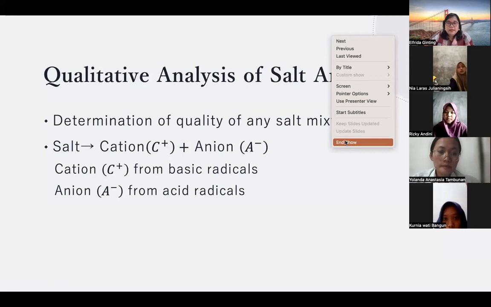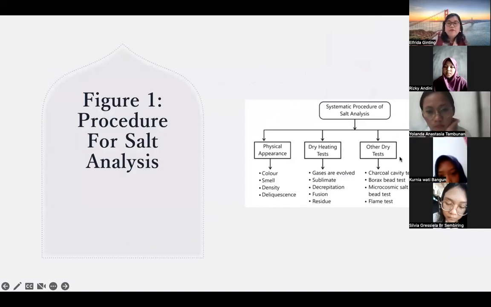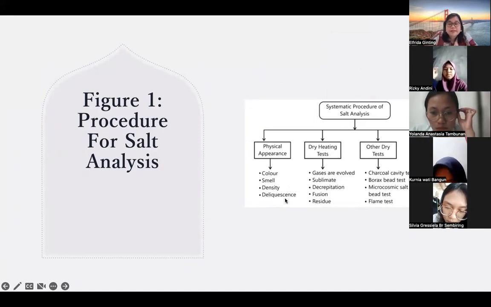Finish, ma'am? Yes, okay. Now, this is the procedure for doing salt analysis. There are four types of analysis. The first one, you can observe the physical appearance. You can see the color, the smell, the density, and the deliquescence.